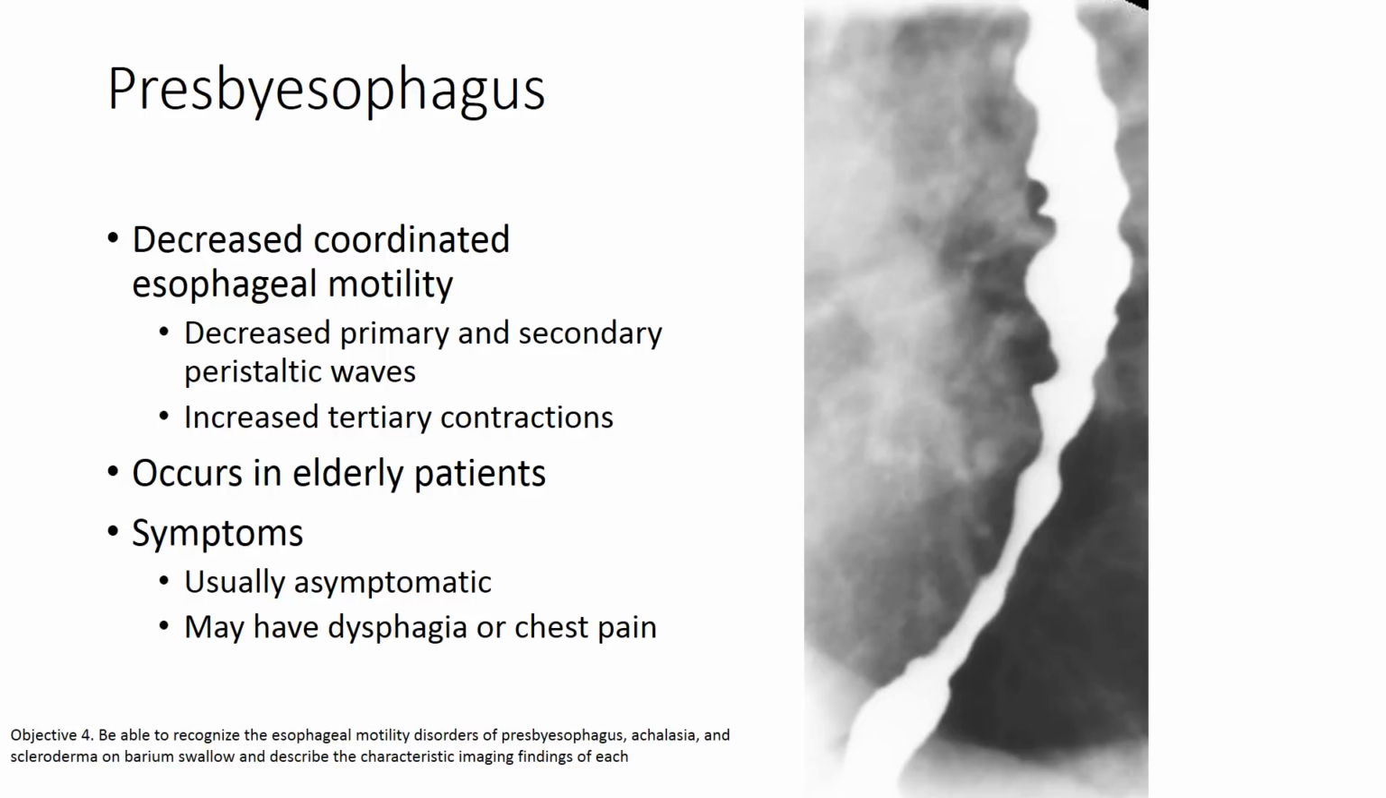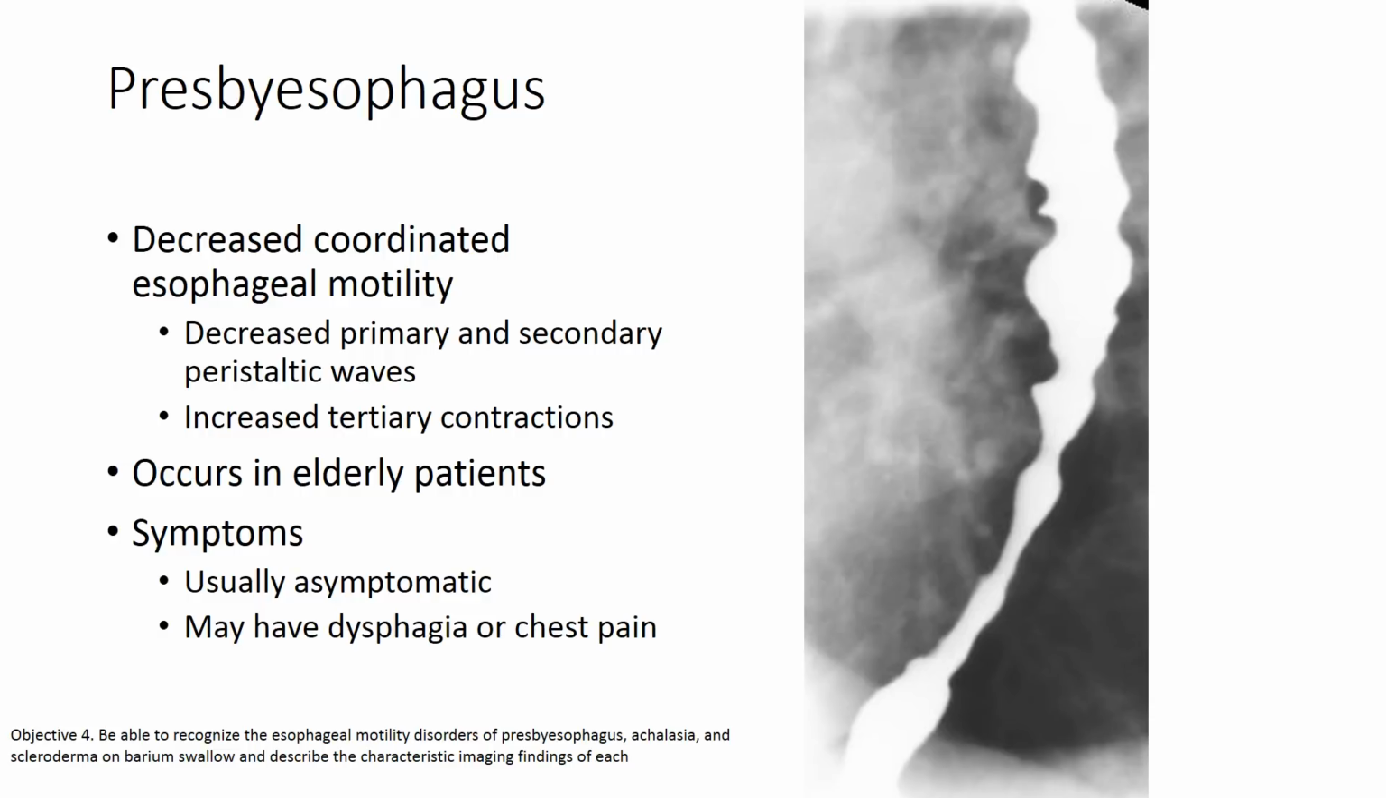Part of this is because we tend to eat upright, and so gravity helps assist in the propulsion of the food bolus downward. But if the presbyesophagus becomes a little more severe because of that inefficiency of propulsion of the food bolus, patients may become symptomatic, and they may develop dysphagia or chest pain. Some of these may even have some aspiration.